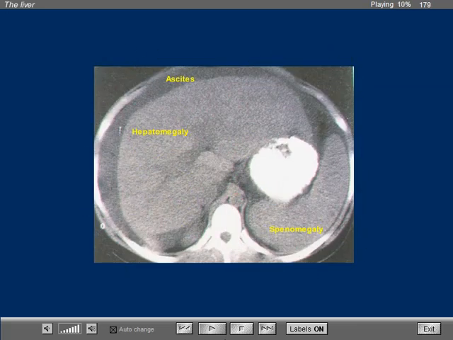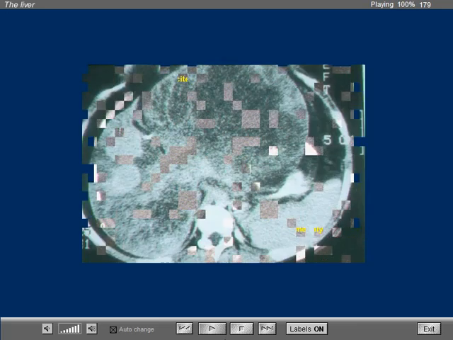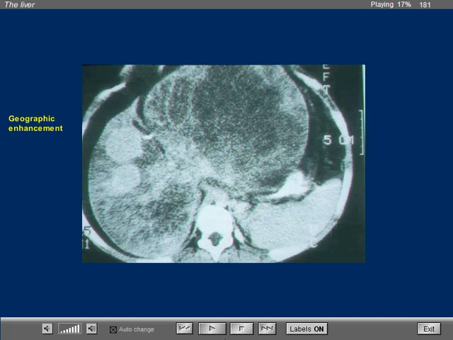In a patient with Budd-Chiari syndrome, in addition to hepatomegaly and slight to moderate splenomegaly, we may see ascites. And this CT examination shows these three findings: hepatomegaly, splenomegaly, and ascites. A patchy geographical enhancement of the liver has been described with Budd-Chiari syndrome, as demonstrated in this CT scan of the liver.